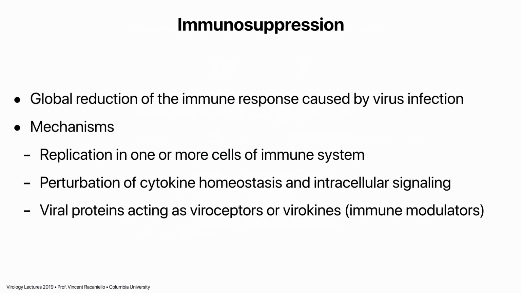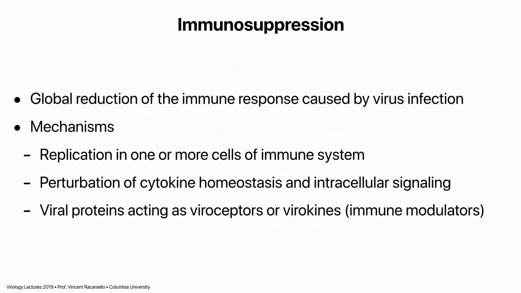Finally, I want to talk about immunosuppression, which is another consequence of virus infection. We don't think of it that way. If you think immunosuppression, you think, well, someone's getting an organ transplant, and you're immunosuppressing them so they don't reject it. Well, it turns out that many viruses are immunosuppressive, and that's presumably because they replicate in immune cells, or it helps them to spread. So you have a global reduction of the immune response. That's what I mean by immunosuppression.